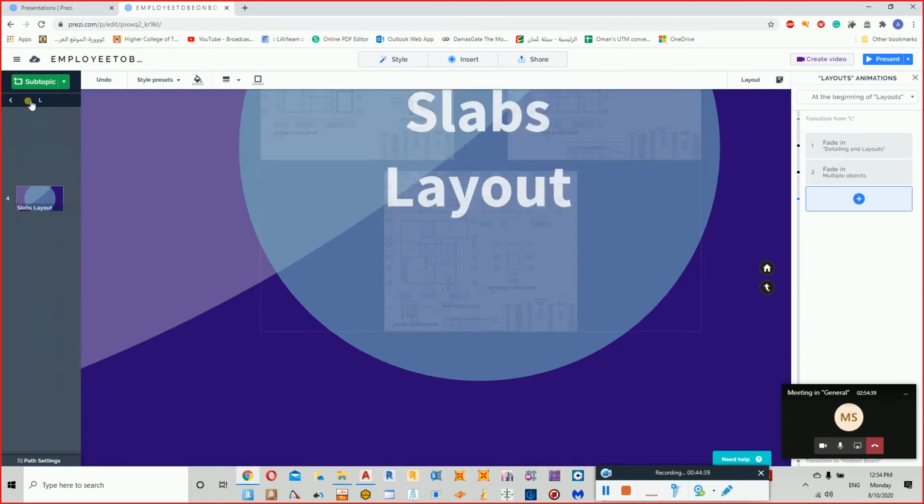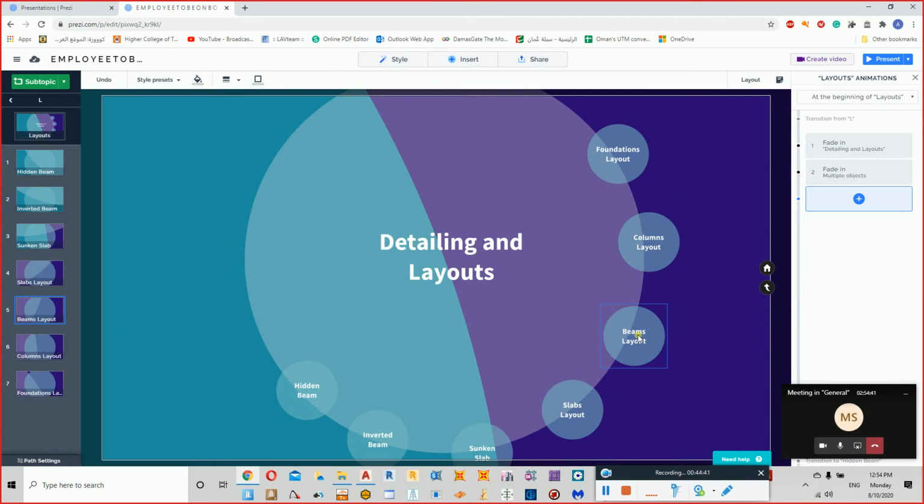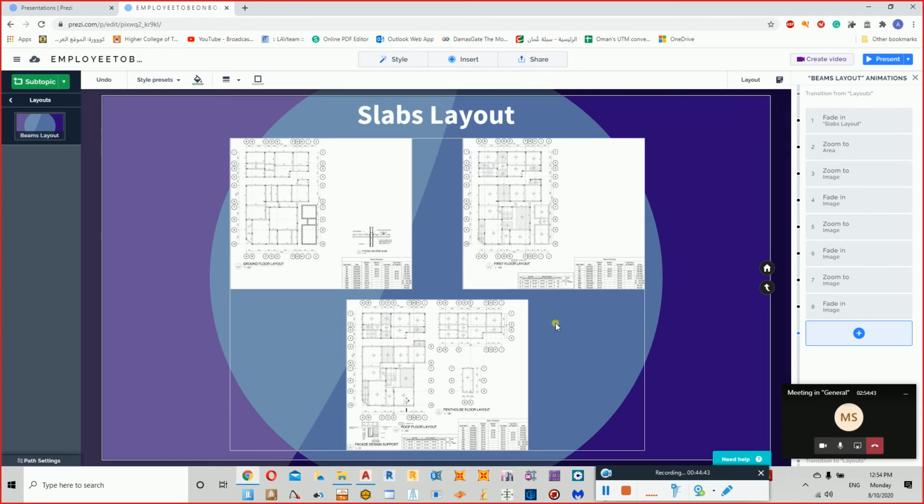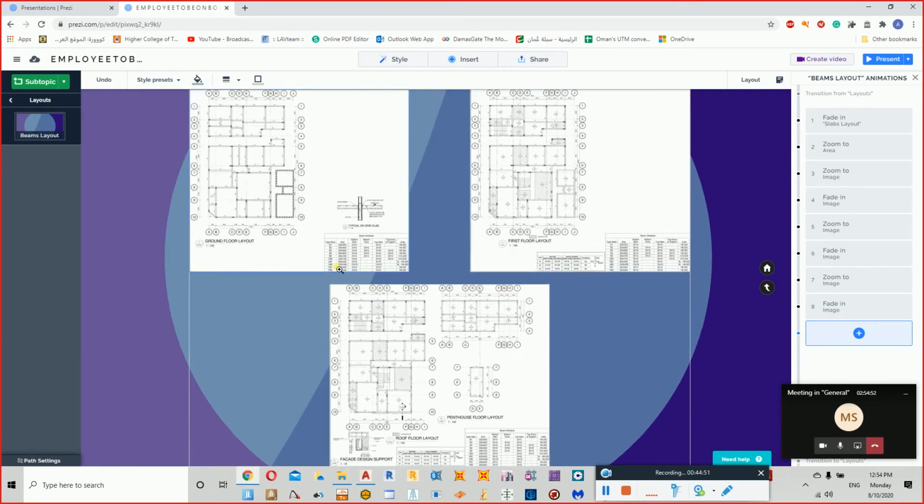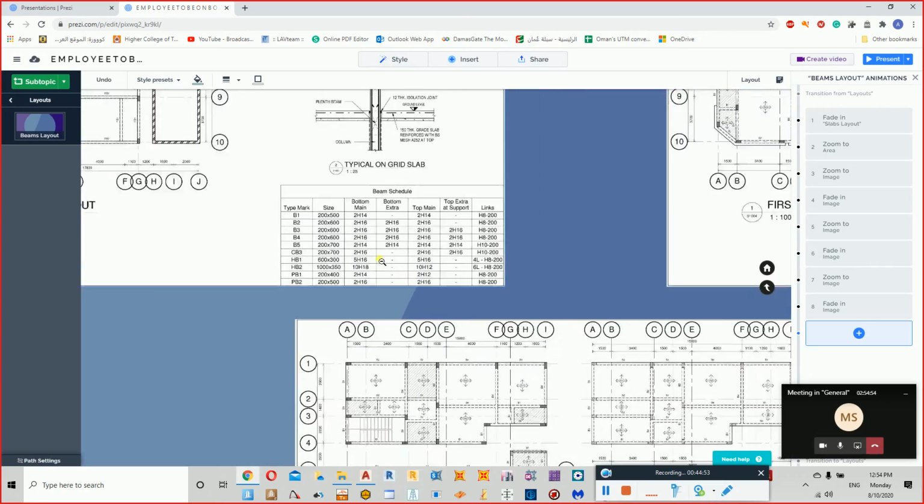Now going for the beams layout. Okay, going for the beams layout, and once again the same layouts are there because we said the slab and the beams are the same. The only thing that we are going to concentrate on now is the beam schedules.